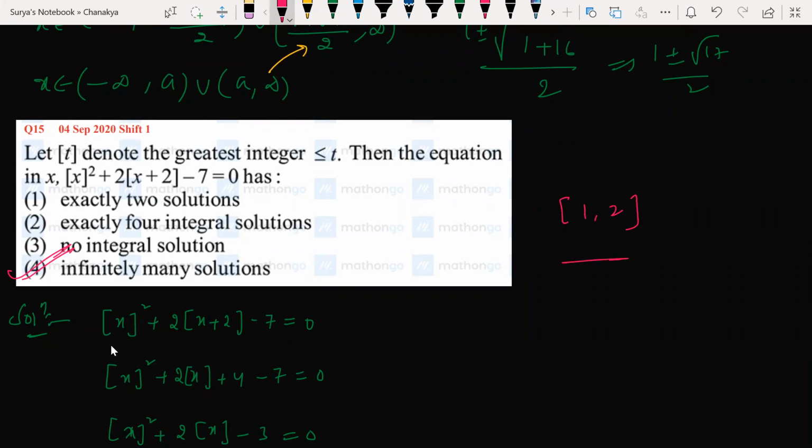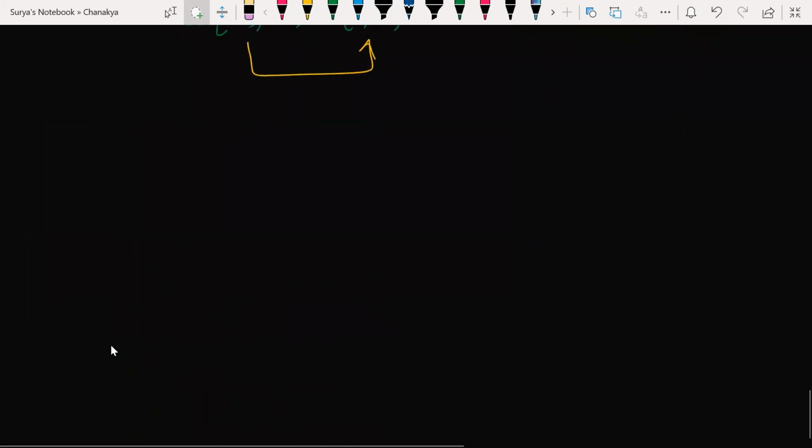1 to 2 is nothing but there will be infinite numbers in between 1 and 2. Understand my point? So that is how it will be. So option D is correct. Next question.